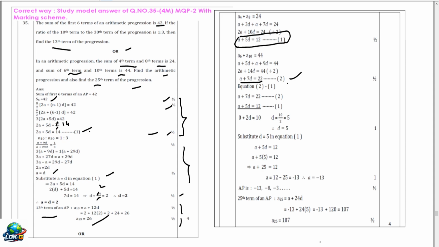Call it equation number 2. Taking equation 2 minus 1, by the elimination method you can cancel. Minus. A cancels. 7D minus 2D is equal to 10. D is equal to 10 by 2. You will get 5. D is equal to 5.